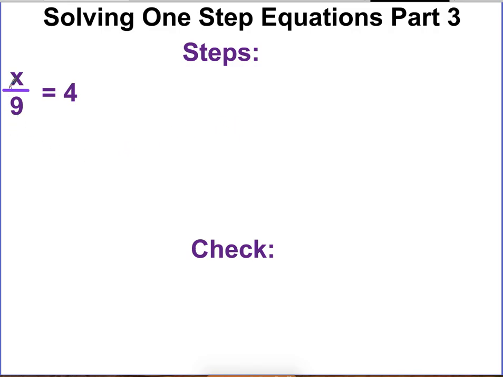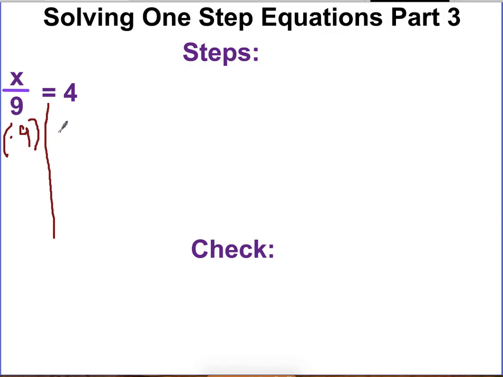Now let's look at this with our algebraic equations where we have variables. So we have x over 9 equals 4. I'm going to draw a line down the middle of the equal sign, and I need to look at this carefully. Here's my variable that I need to isolate. Remember that a fraction means divide. So if this is dividing by 9, we need to do the inverse. So I'm going to multiply both sides by 9.